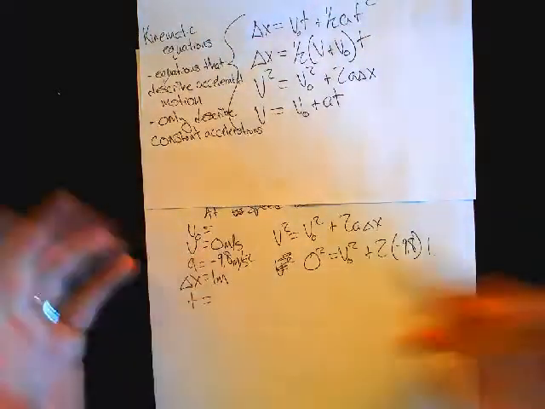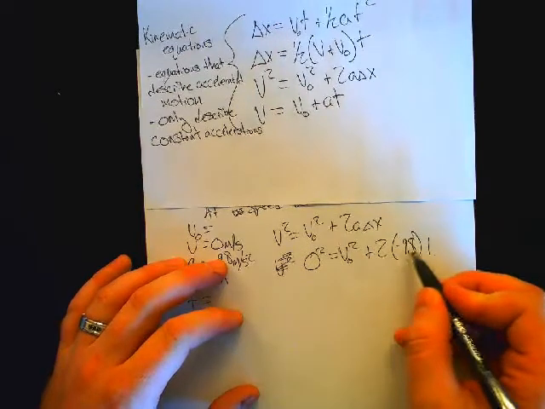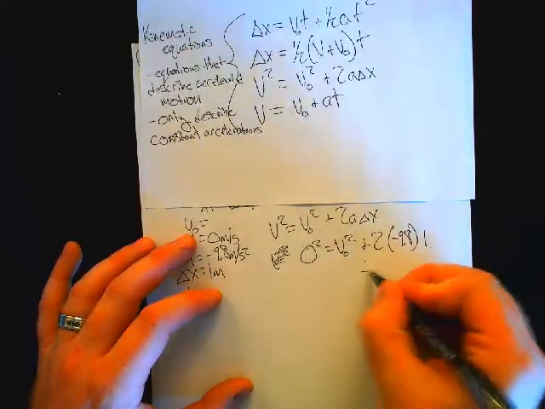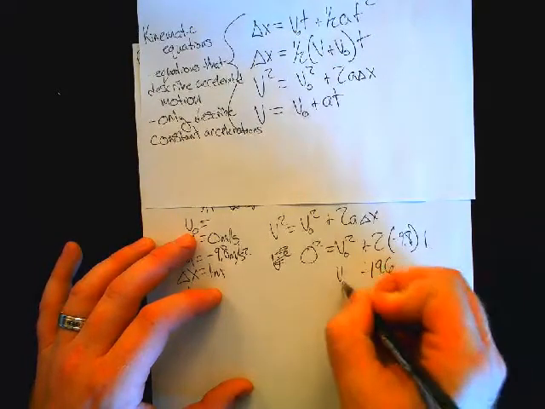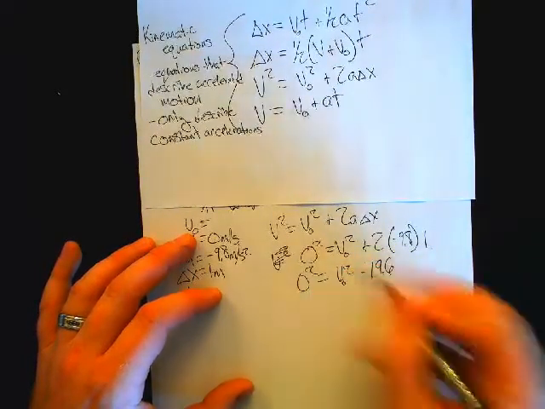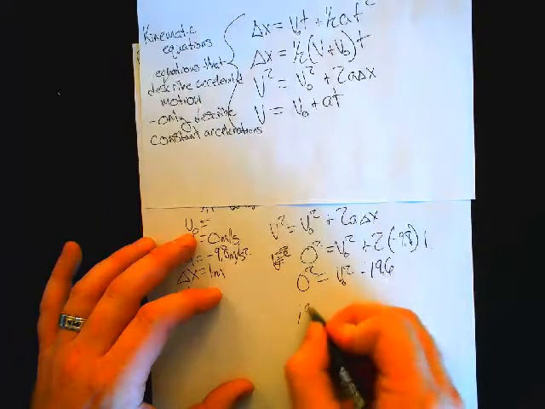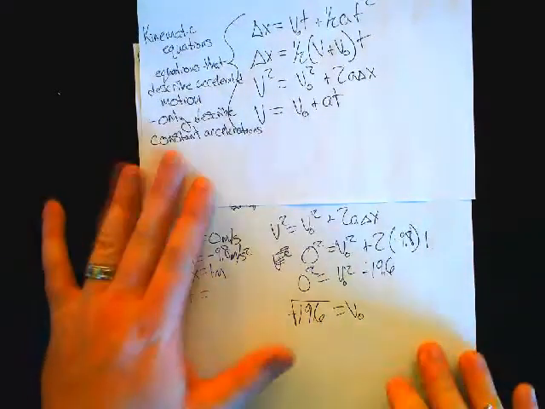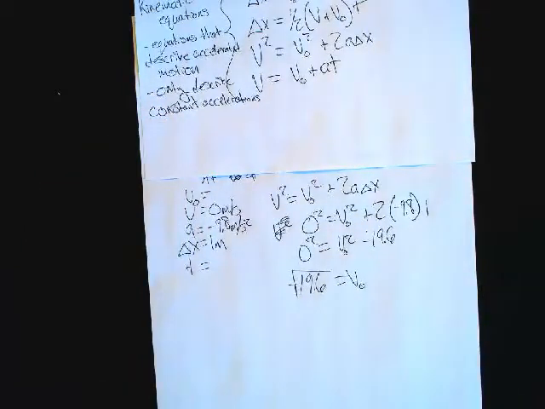So from here, I'm just going to solve. 2 times negative 9.8 is negative 19.6. Negative 19.6, v naught squared equals 0 squared. Add this to the other side, take the square root, equals v naught. Questions about how we got here?